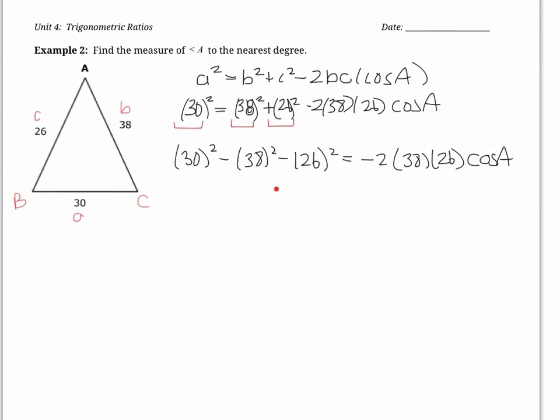So we can check what this is in the calculator right now if we'd like to. It's going to work out to negative 1,220. And we can also check what this guy is going to equal to. What is this coefficient of cos A? It's equal to negative 1976 times the cos of A.